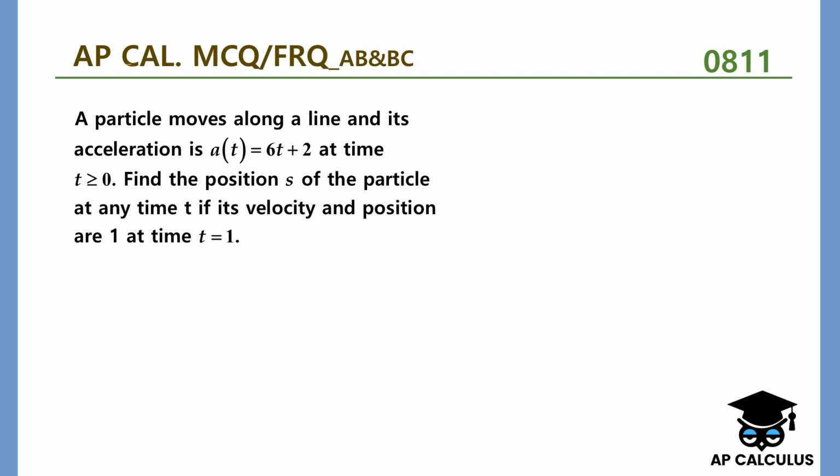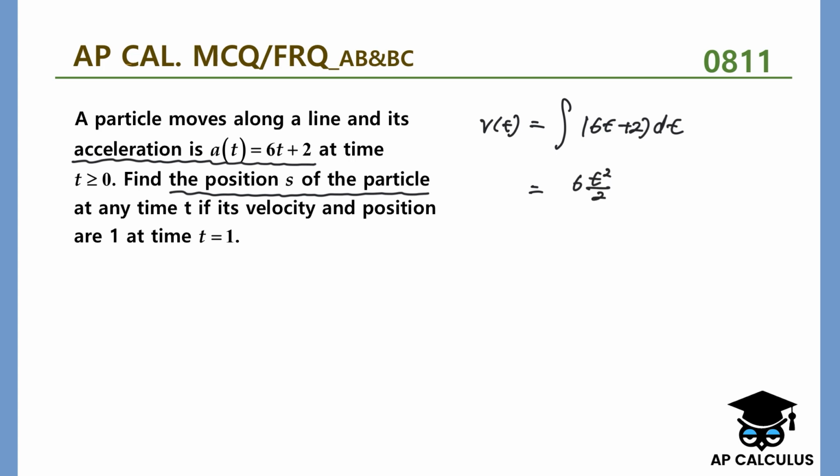Okay, in order to find the position of the particle, we're going to have to find the velocity first, right? Here it is given that the acceleration is 6t plus 2. So we're going to integrate this acceleration to find the velocity, right? So velocity is equal to the integral of acceleration, which is 6t plus 2 dt, right? So that's going to be equal to 6t squared over 2 plus 2 times t plus constant c. So that is equal to 3t squared plus 2t plus c.